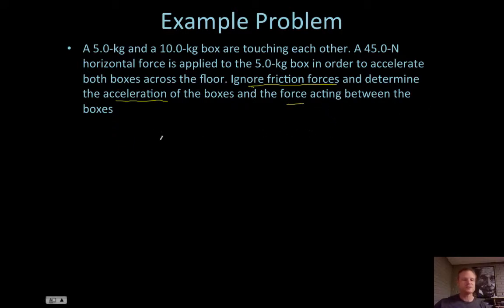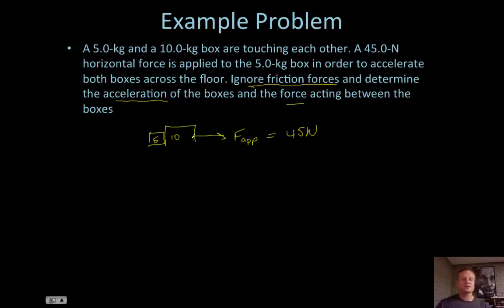All right, so first I'm going to draw a picture of the situation. Here's a 5 kilogram box, and then here's a 10 kilogram box. And there's a force, which I'm going to call F applied, of 45 newtons to this 5 kilogram box. And the 5 kilogram box is pushing onto the 10 kilogram box, okay?